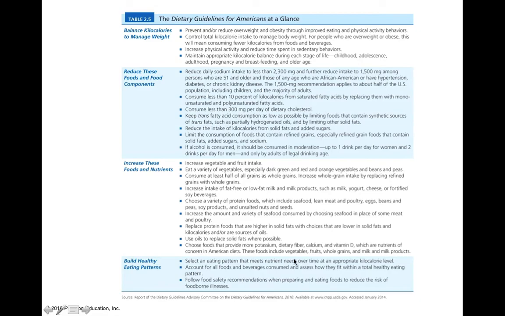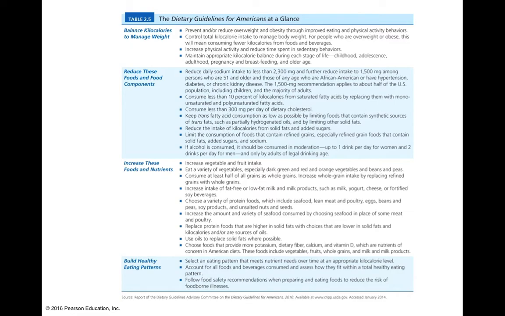And then also choose foods that provide potassium, fiber, calcium, and vitamin D, which are nutrients that are of concern in American diets. That means that we typically, as Americans, do not consume enough fiber, calcium, and vitamin D. And foods that contain these include vegetables, fruits, whole grains, and milk products.